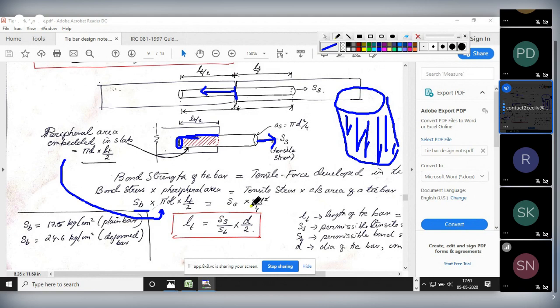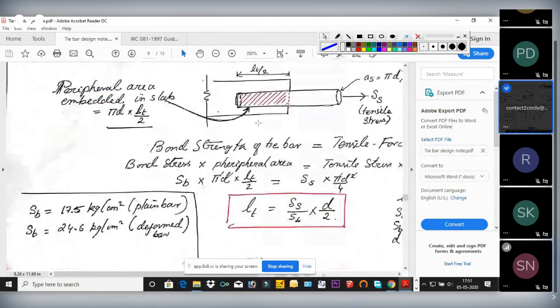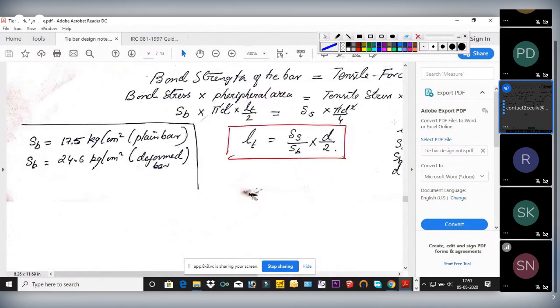Now equate these two. The bond strength should be either equal to or greater than the tensile force. Otherwise, what happens? If the bond strength is weak, then due to this tensile force, the bar will come out of the slab. It should not happen. That's why we have to keep this bond strength always either equal or greater than the tensile force. So after multiplying, we are getting these equations. See, d cancels out, pi cancels out. So we get L_T equals S_S by S_B into d by 2.